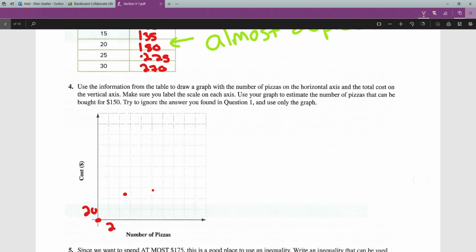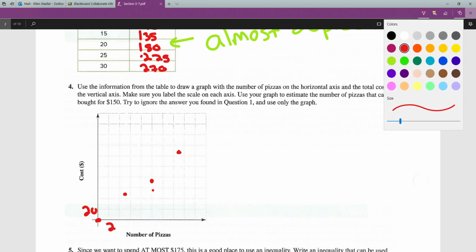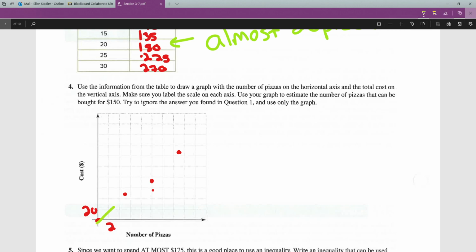Whoops. I know that 15 costs $135. Without having all my numbers marked, I actually have a hard time seeing this. 2, 4, 6, 8, 10, 12, 14 is 15. 20, 40, 60, 80, 100, 120, 140. It's right about there. So if you connect these, they do indeed form a straight line, especially if you're a little more accurate than I am.